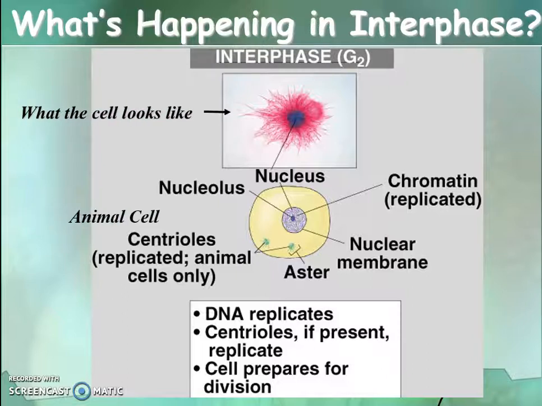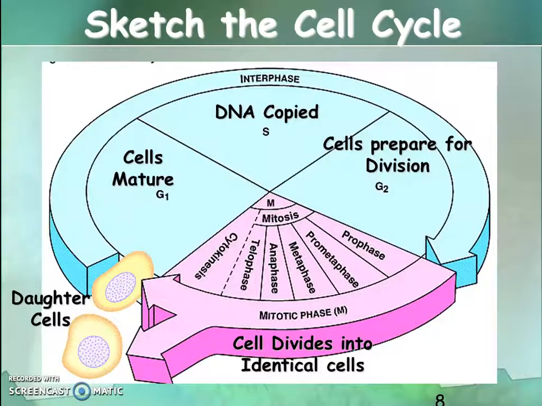So this is how the cell looks. We are talking about animal cells, and what's occurring in G2 phase are these three things: DNA replicates, centrioles, if present, replicate, and the cell prepares for the division. What you're going to do is sketch the cell cycle. You can pause the video and sketch the cell cycle.